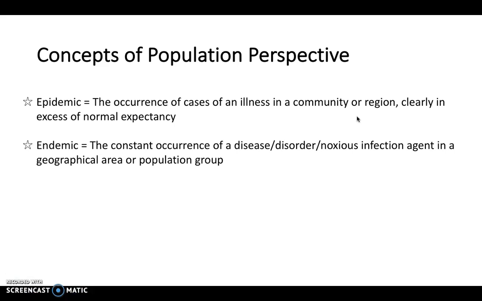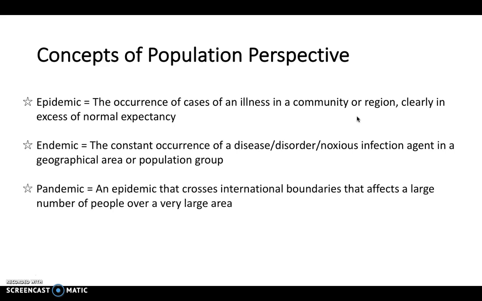And the next concept to consider then is a pandemic, which is an epidemic which crosses international boundaries. So essentially it's saying that it affects a large number of people. It's a sudden increase in the cases above what you'd normally expect, but this time you're looking at crossing international boundaries. It's international, it's happening in more than one place.